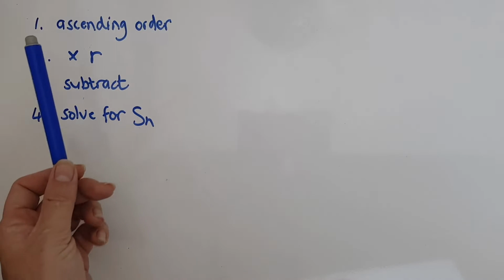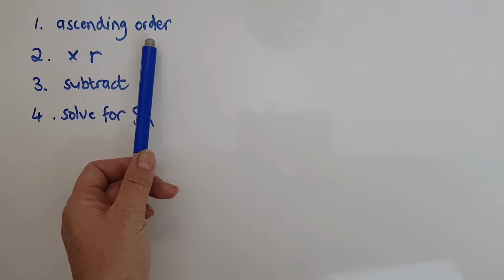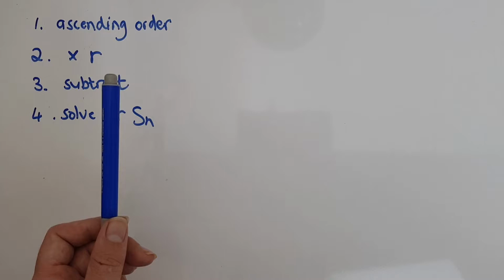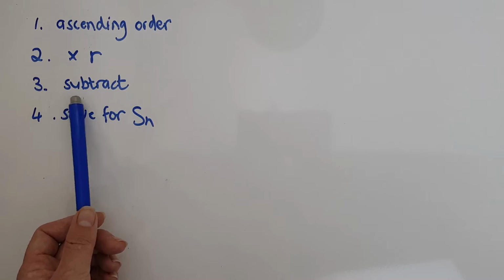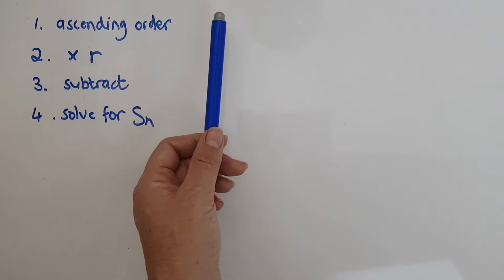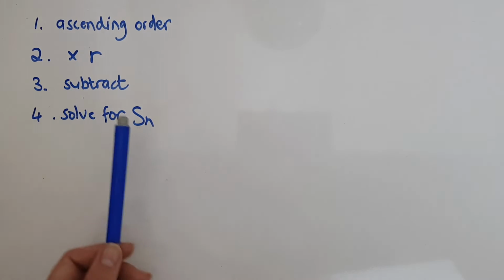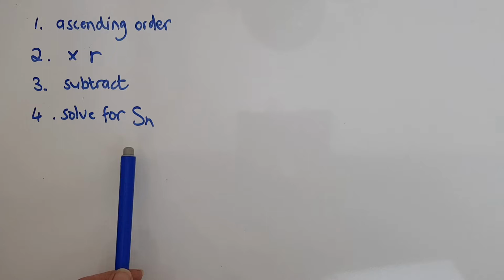First of all, we're going to write the entire series in ascending order. Then we're going to multiply each of those terms by r and write that underneath. And then we're going to subtract the top one, subtract the bottom one. And then at the bottom, we're going to solve for Sn, just like we did with the arithmetic series.